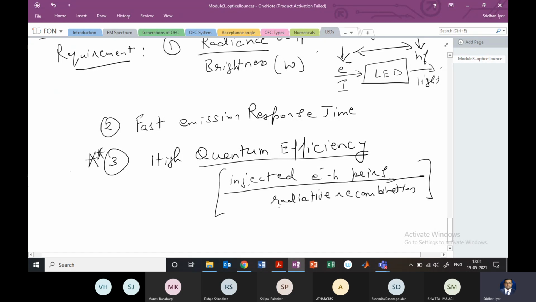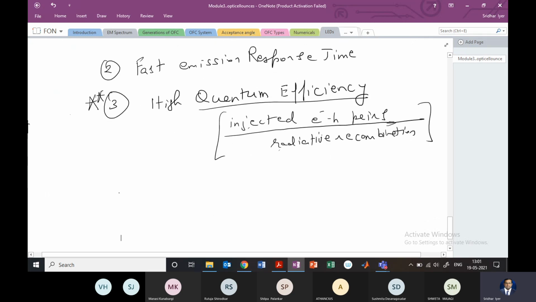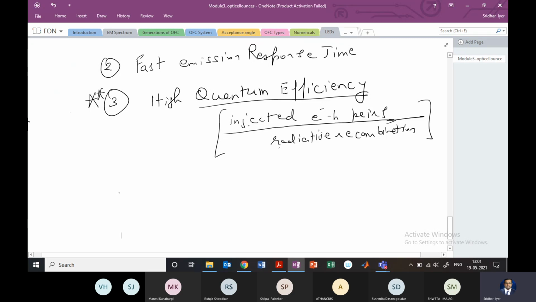This is measured by what is known as responsivity. We'll see this at the receiver end later, but what I am trying to explain here is that if some amount of current is injected into the LED, we should expect a corresponding number of photons at the output. So the quantum efficiency needs to be very, very high. What we expect is an LED structure which will give you high radiance and high quantum efficiency.